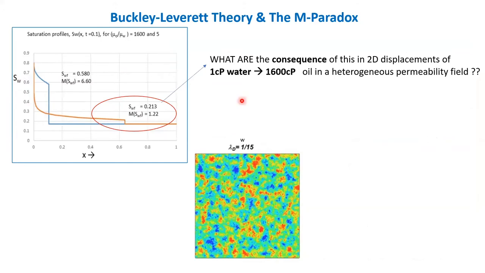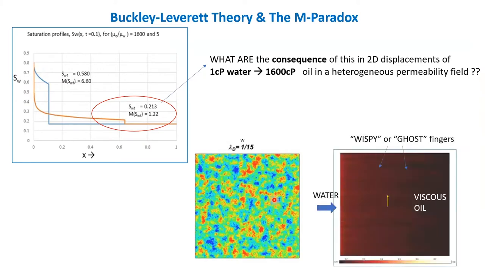What are the consequences of this in a 2D flood in a heterogeneous permeability field? The lowest part here is 10 millidarcies. The highest is 1,000, so it's a 100 to 1 permeability ratio. And we do a flood. We just put these data into this in 2D. Now I'm just going to jump ahead and show you what happens.